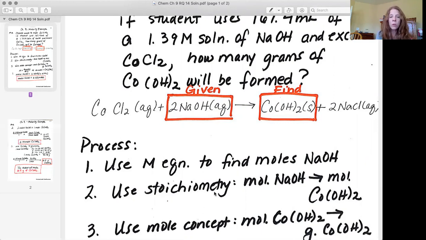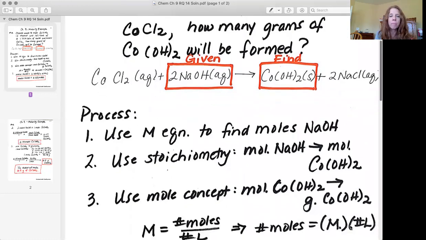Once we have moles of sodium hydroxide, we're going to use stoichiometry to go from moles of sodium hydroxide to moles of cobalt hydroxide. That's easy. You know how to do that. And then finally, once I know how many moles of cobalt hydroxide I have, using the mole concept, molar mass, I can go from moles of cobalt hydroxide to grams of cobalt hydroxide. So that is the process. All right, let's jump in.